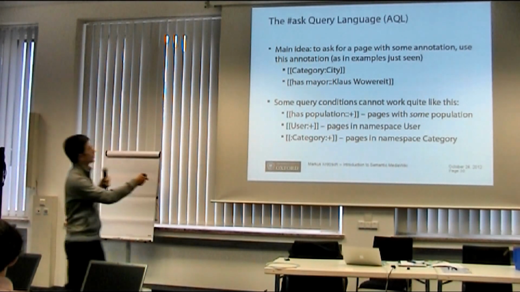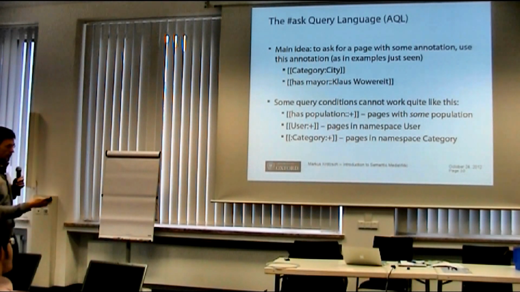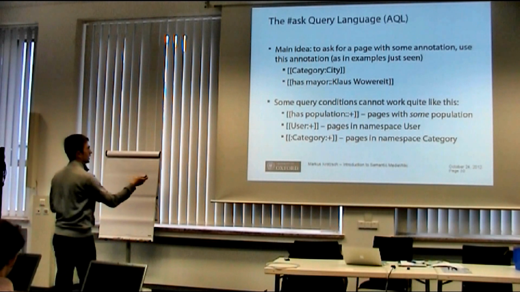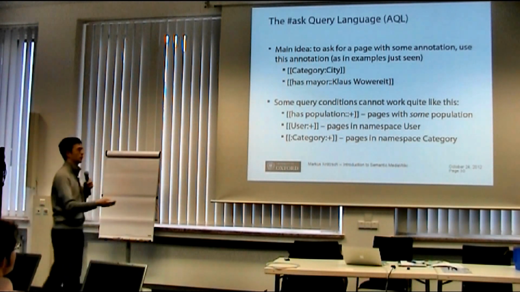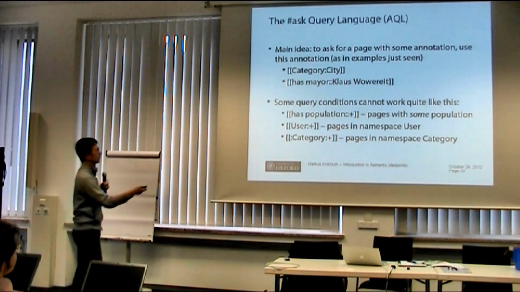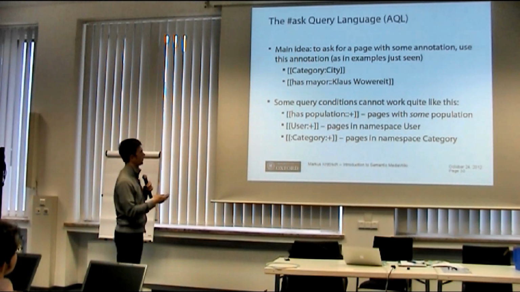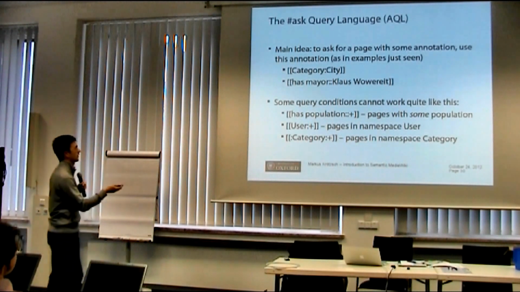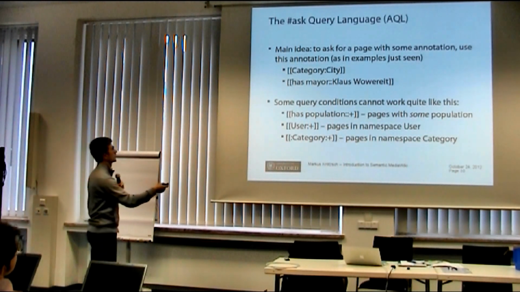We have seen these two possibilities, which are pretty suggestive. They just look like what you would enter to make this information. In some cases, you cannot quite do that because you want to have more general things than you normally enter. For example, if you just want to look for pages that have some population, but not necessarily say which one it is, then you can just do it like this.